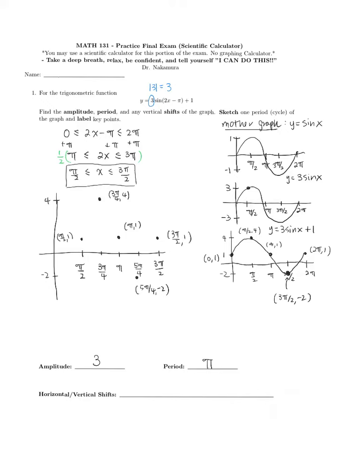Alright, so our final graph is going to look something like this. That's pretty good. I'm pretty impressed with my sine graph right now. Alright, but anyways, let's go with the horizontal and vertical shift. So of course our vertical shift is by just 1 unit upward.